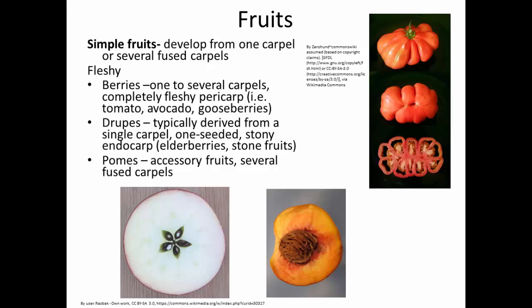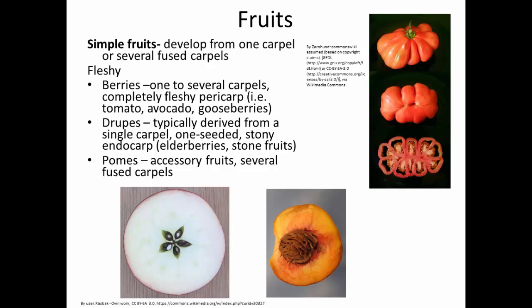Okay, so I want to start by talking about fruits that are classified as simple fruits. Simple fruits are those that develop from one carpel or from several fused carpels. So simple fruits can be fleshy and soft and moist, and that includes three different kinds of fruits. Fruits that botanists call berries, fruits that botanists call drupes, and fruits that botanists call pomes.